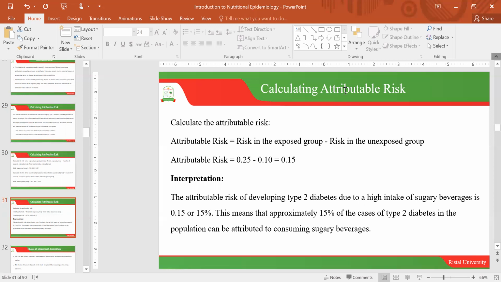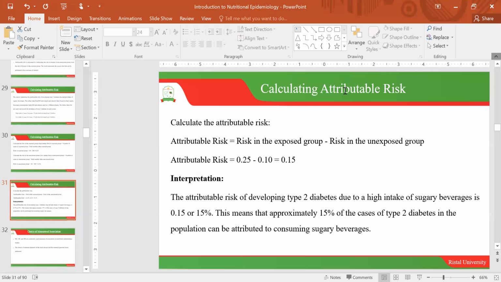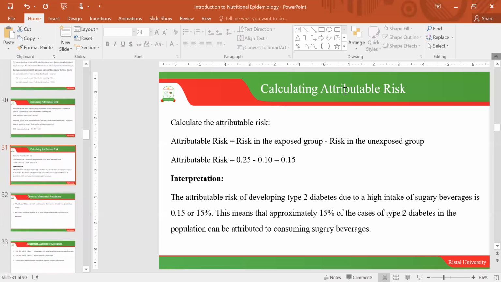The interpretation is that since it's a positive figure, the chances of getting diabetes type 2 are increased because of taking sugary drinks by 15%. So 15% is the chance that you can develop diabetes type 2 as a result of taking sugary beverages.